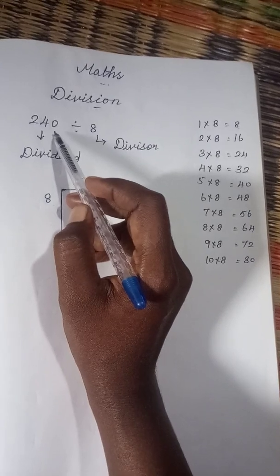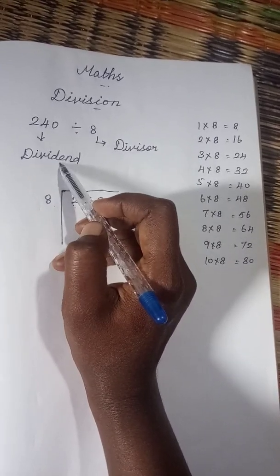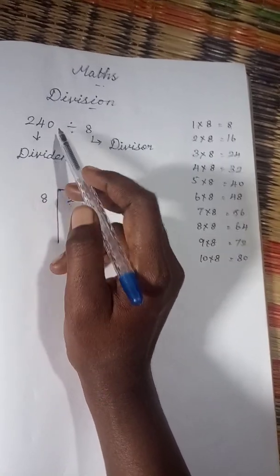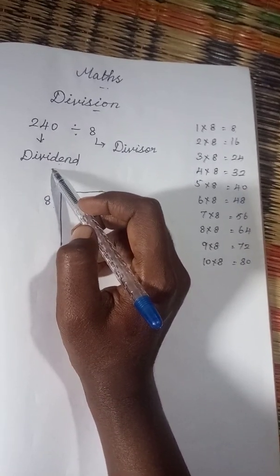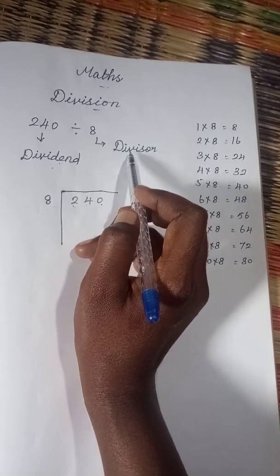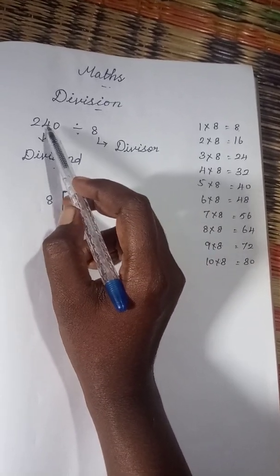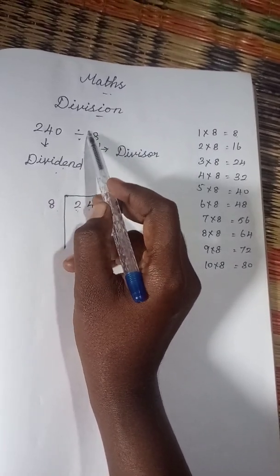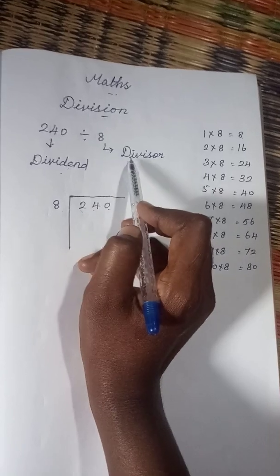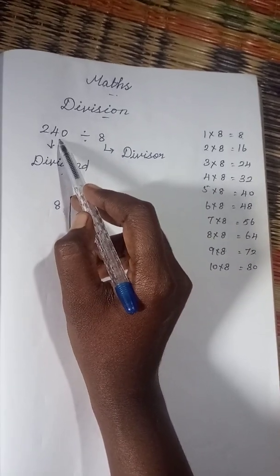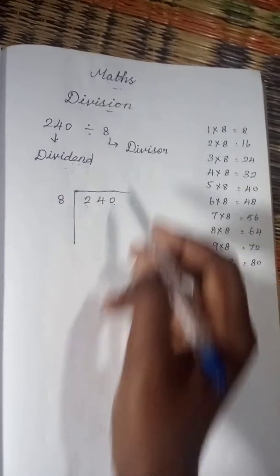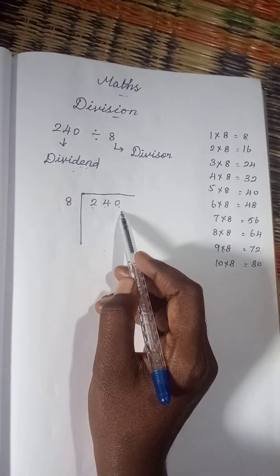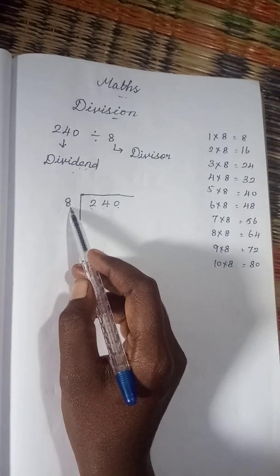Do you know, my dear students, we call this 240 the dividend because we are going to divide this number. We call this 8 the divisor because we have to split this 240 into 8 equal parts. So we call this 8 the divisor and this 240 the dividend. Now I write the dividend inside the line and the divisor outside the line.